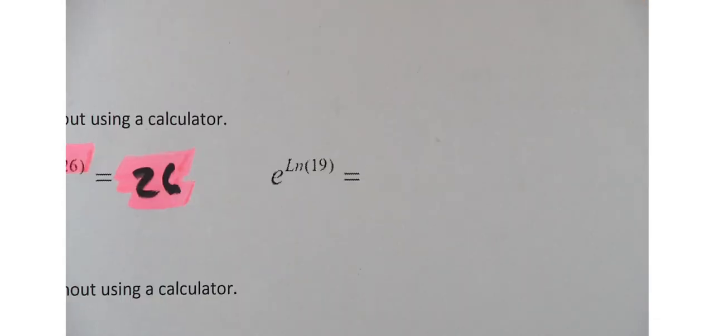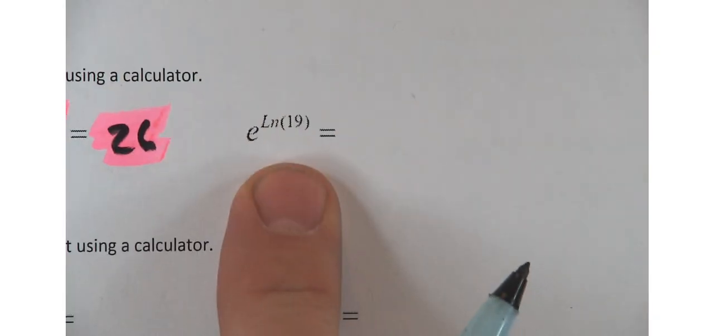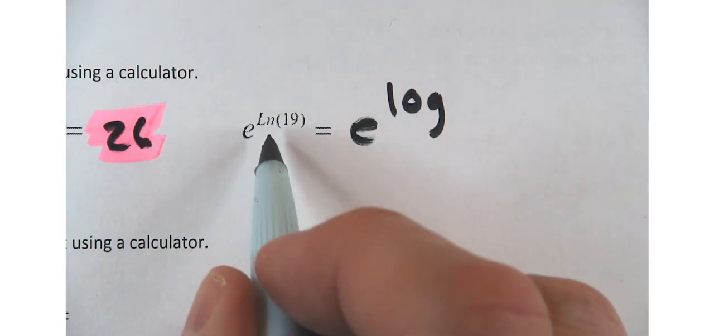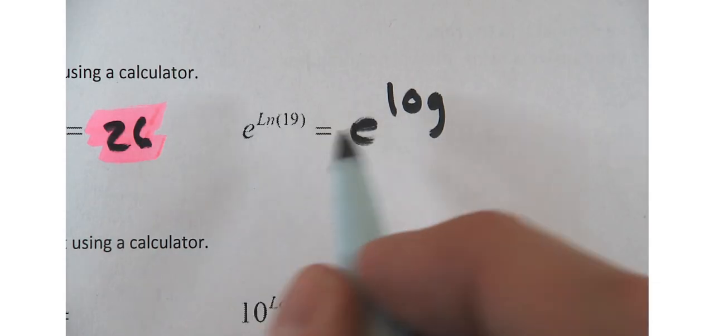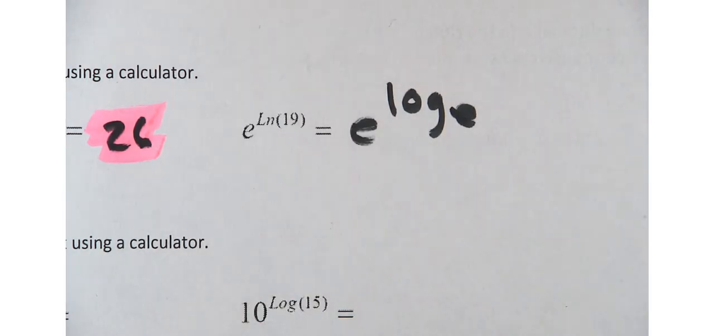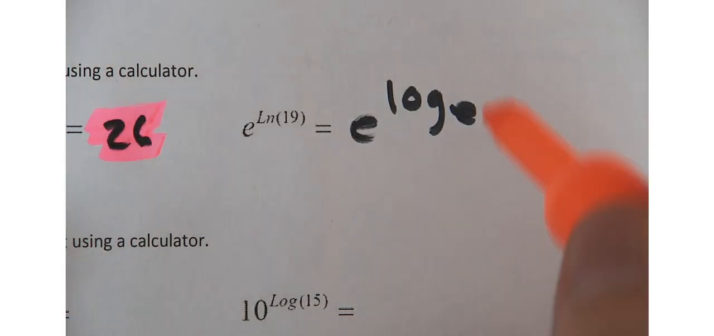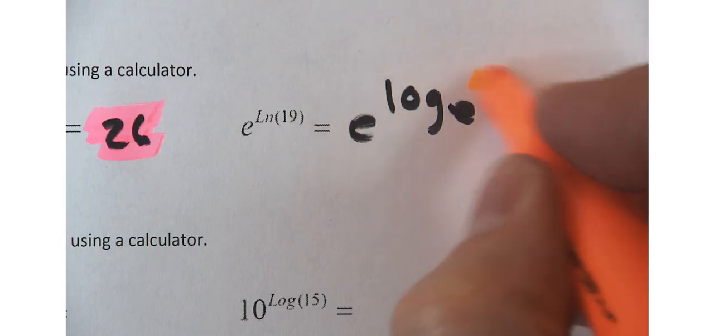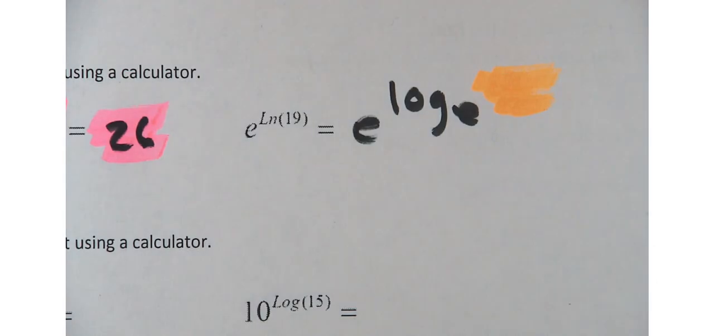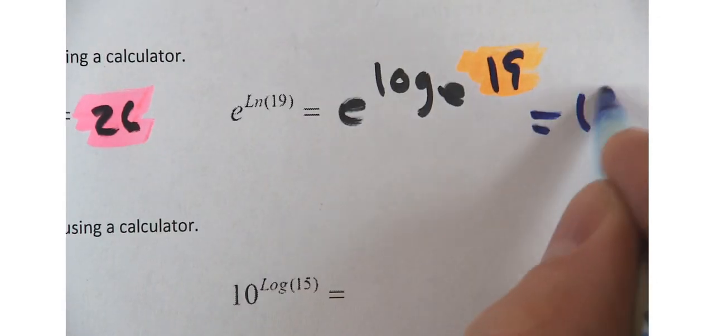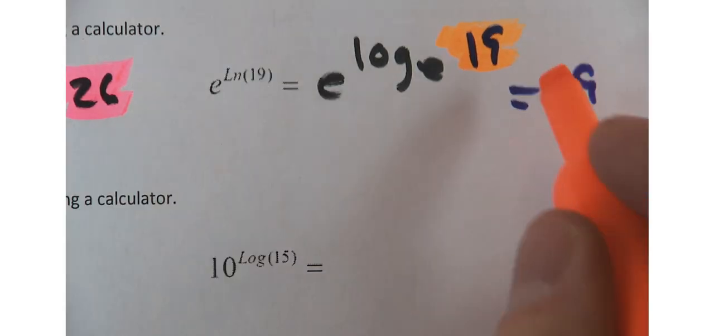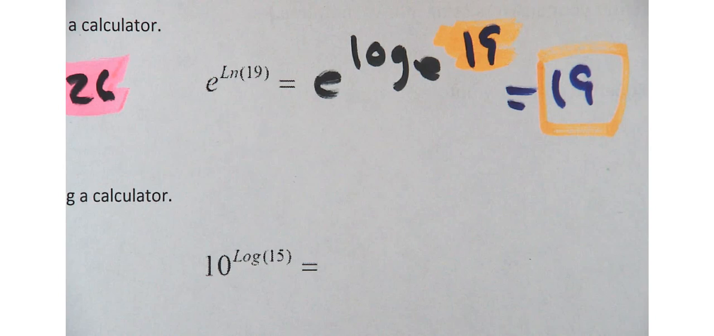Now we're getting away from the 26s here, but let me remind you of something that we just learned. ln is really the same thing as log of what base? Log base e. And in this case, I want log base e of 19. So a 19. And that would give me a 19 there. These things cancel each other out. That's kind of nice.